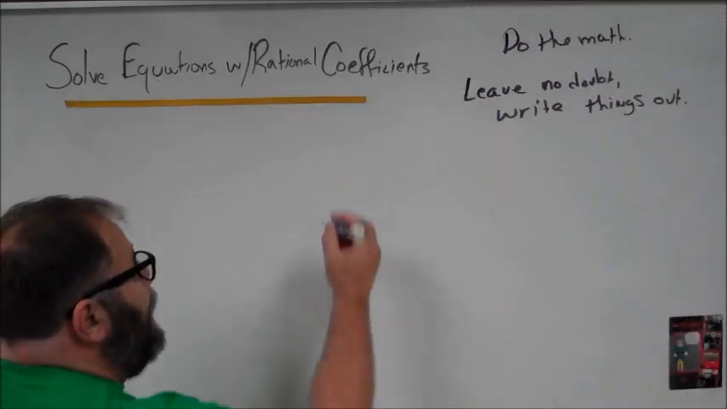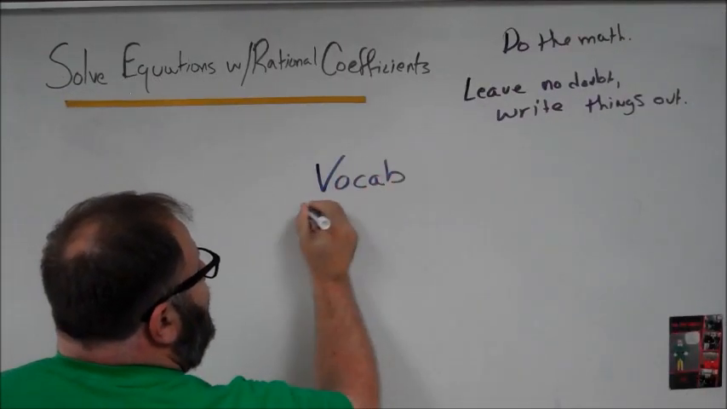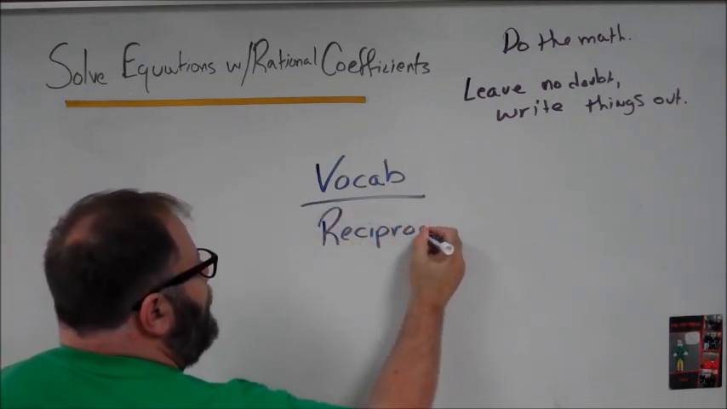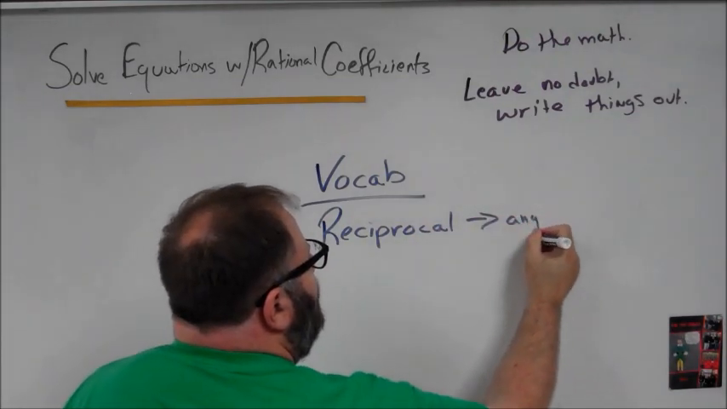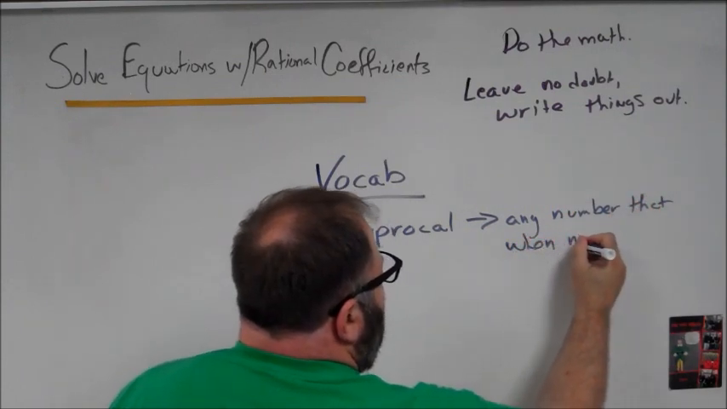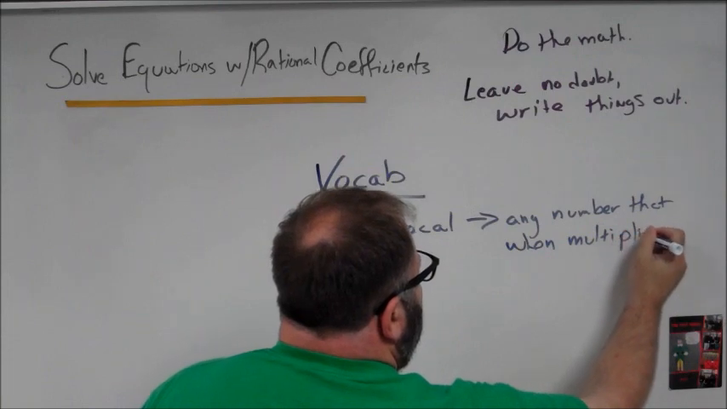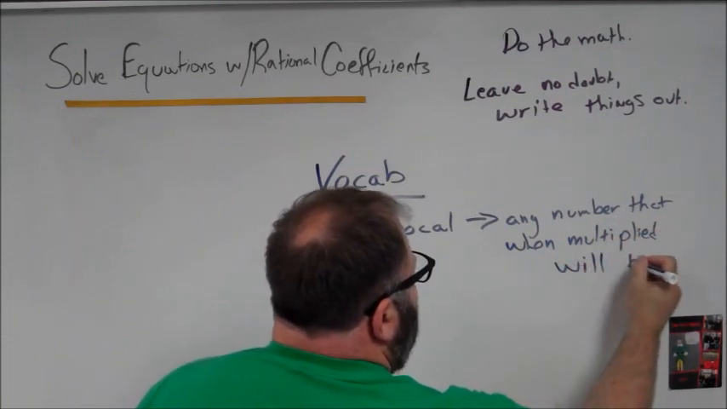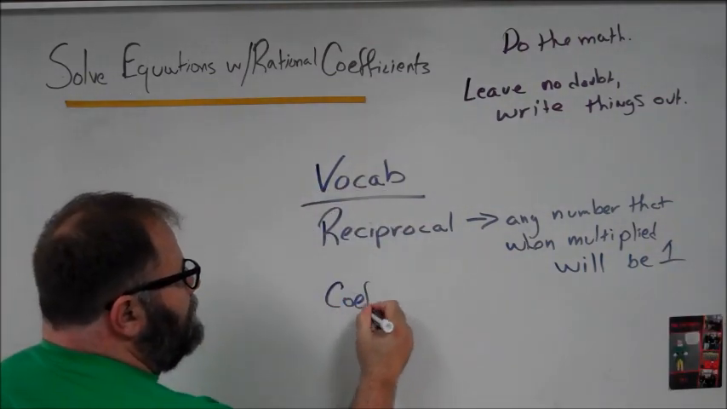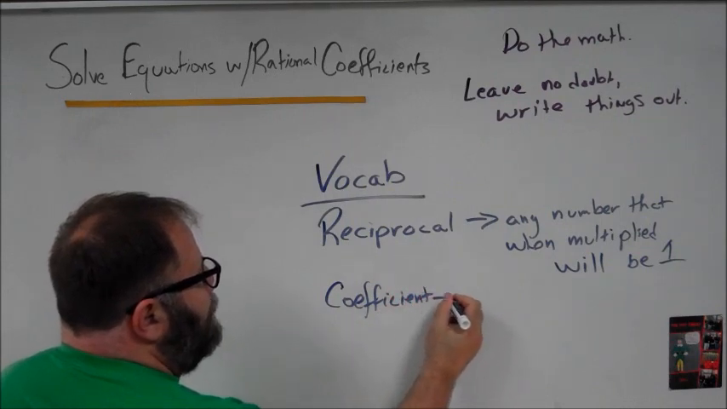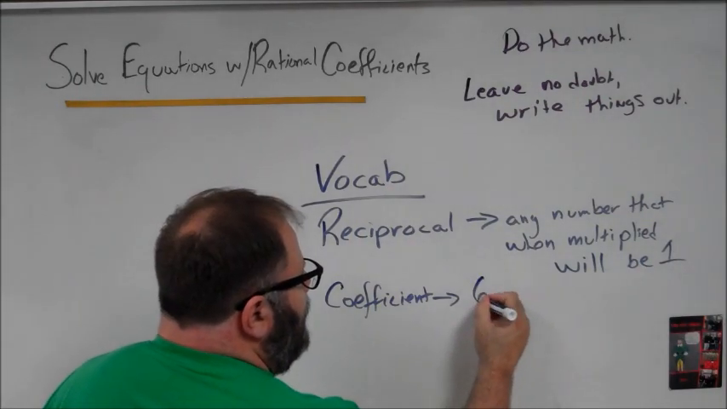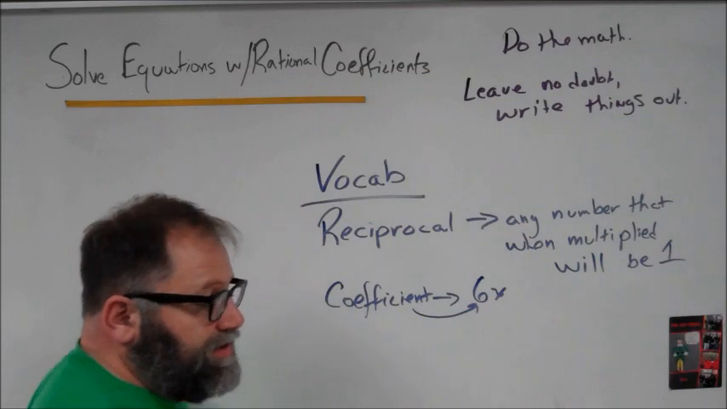That's great. Let's look at the vocab now. What we've got is stuff from this lesson. Let's not forget what a reciprocal is. Write any number that when multiplied will be 1. Reciprocal is important. Let's not forget what a coefficient is, because that matters. Coefficient is the number that goes along with your variable. So if I had 6x, my coefficient is 6.